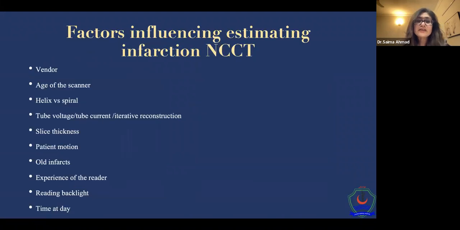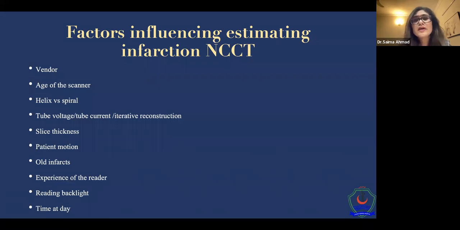So what are the other factors by which you can enhance your ability to look for the early signs of infarction on non-contrast CT? It depends upon the vendor and the age of the scanner. The older your scanner is, the noisier the picture will be. It depends upon many settings like voltage, tube current, and iterative reconstruction, which is post-processing. Then, for slice thickness, always use 3 to 5 mm slices because they are less noisy. If you use 1 mm thick slices, they are noisier. Then patient motion is very important.